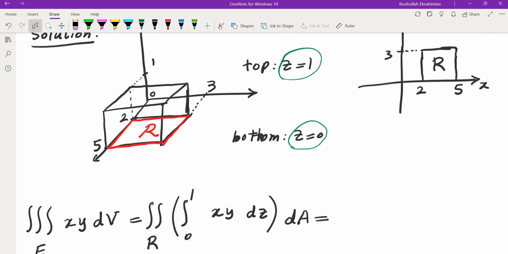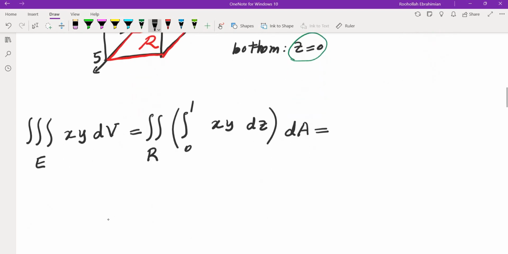Well, is this region R horizontally simple or vertically simple? In fact, in this case, it is both. So we could use this region as vertically simple or horizontally simple and put the limits of integration. I'm looking at this region as a vertically simple region, so I know the limits would be dy and dx. First, I would have to do dy, and then dx. So this would be the integral from 0 to 1, xy dz, and then dy dx.